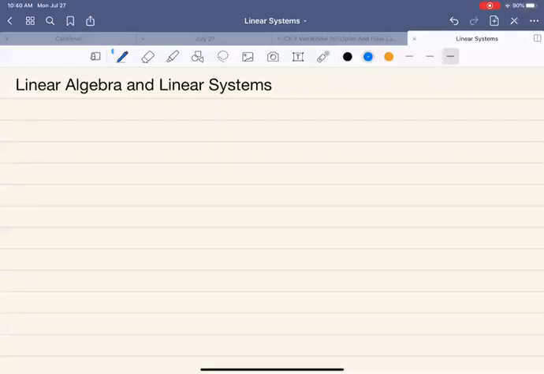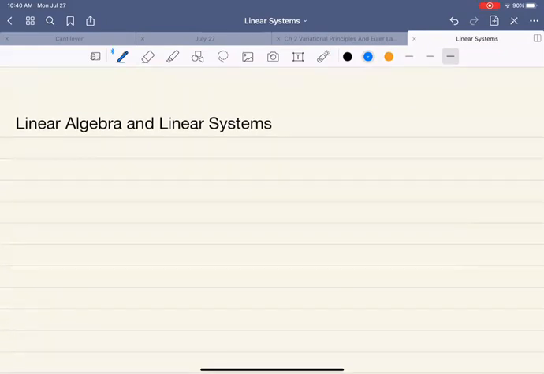All right, welcome. We're going to start into linear systems. Before we get into linear systems, I want to do a little bit of linear algebra, just a little bit, nothing crazy. But the thing is that there does exist a fundamental relationship between linear algebra and linear differential equations.